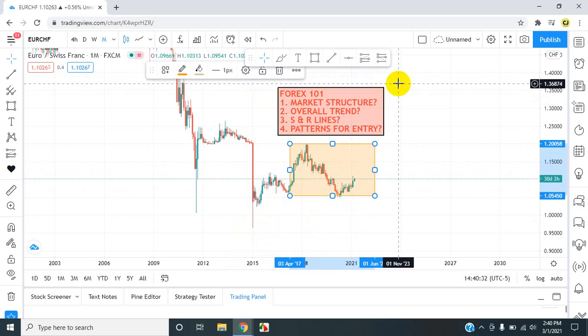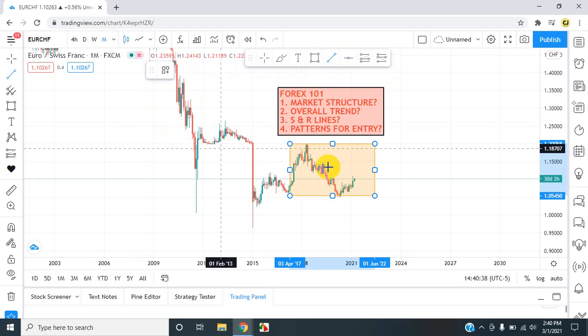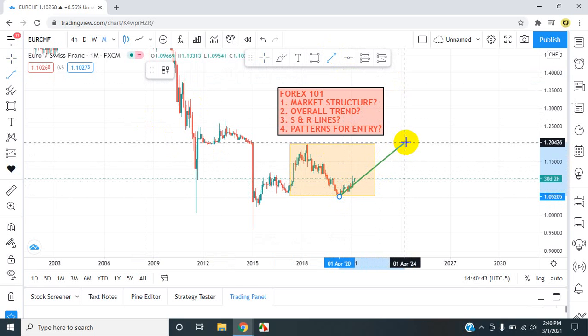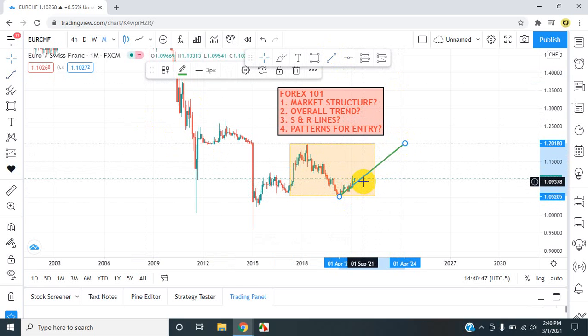So now we identified the overall trend, which is an uptrend. We're going to grab our green trend line. We're going to put it right here, and we're going to pull it all the way up top to this high highs area. So this is where price is trying to return to.